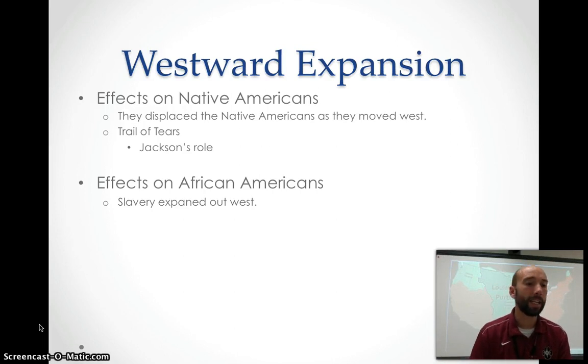They get moved to Oklahoma, and a lot of Native Americans die on the way to Oklahoma. As for the impact on African Americans as we start moving westward, if it's a southern state where they're going to grow agriculture, they're going to grow cotton, stuff like that, then as they move westward, slavery is going to expand west too. That's the impact on African Americans, and that's going to be the big debate as we move forward.